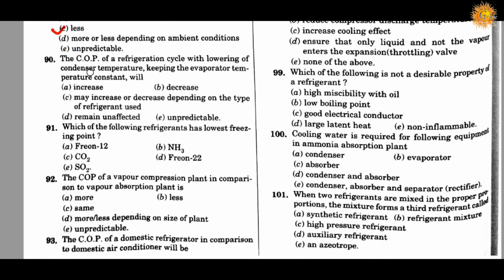Question 90. The COP, coefficient of performance, of a refrigeration cycle with lowering of condenser temperature keeping the evaporator temperature constant will: option A, increase; option B, decrease; option C, may increase or decrease depending on the type of refrigerant used; option D, remain unaffected; option E, unpredictable. So the correct answer is A, it will increase.